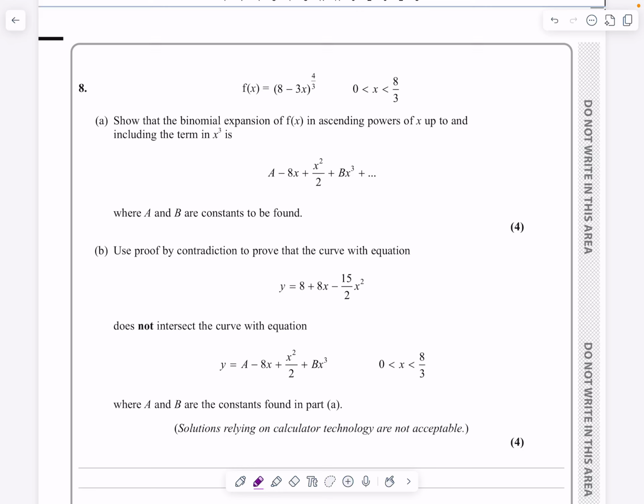Okay, this is the P4 paper from June 2024. It's question number 8, and this is a binomial expansion question, but it's also a proof by contradiction. So two different parts to this one. Let's have a look at 8 part A.